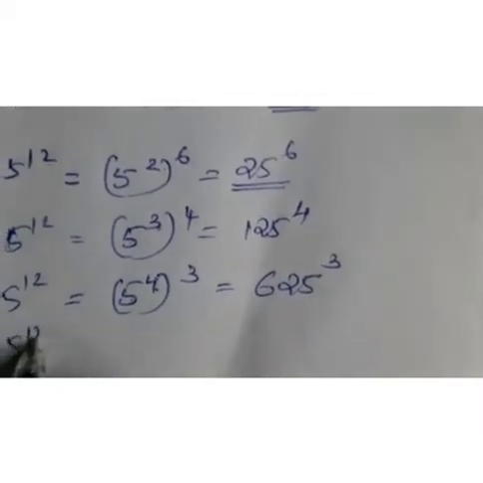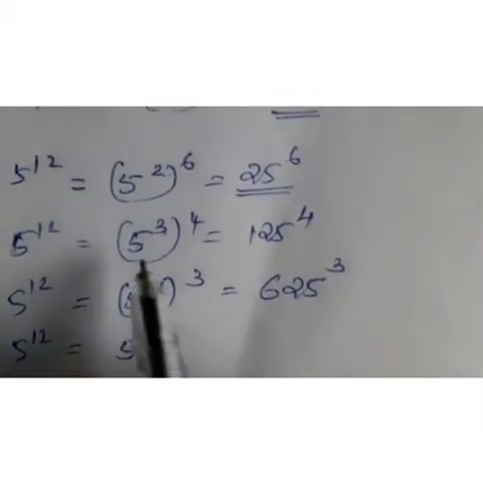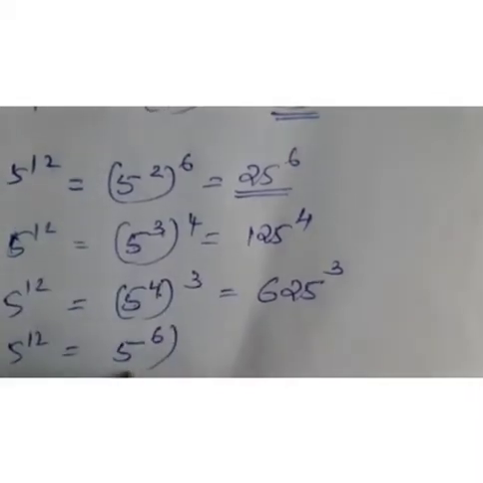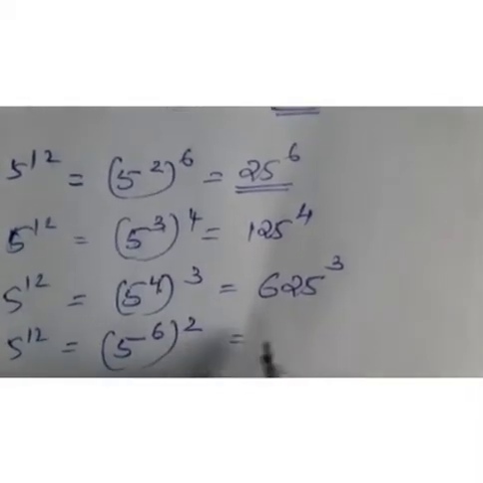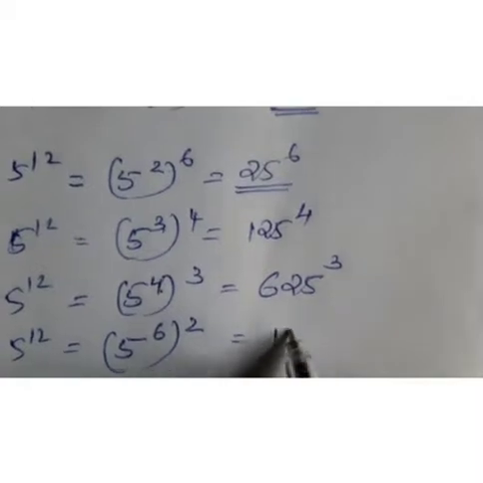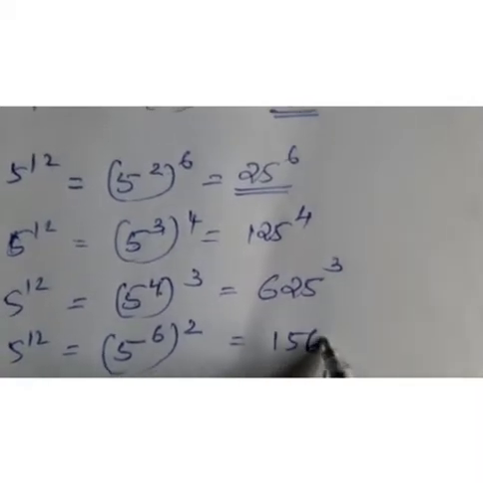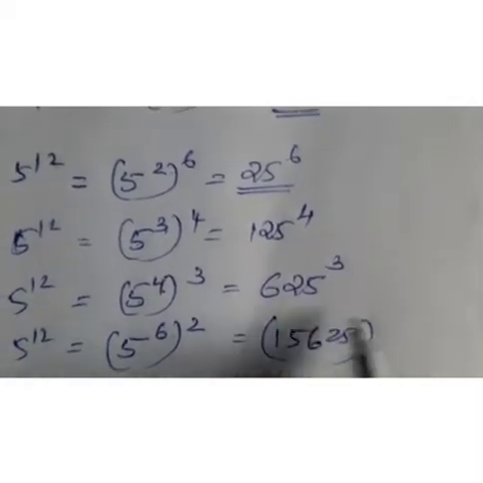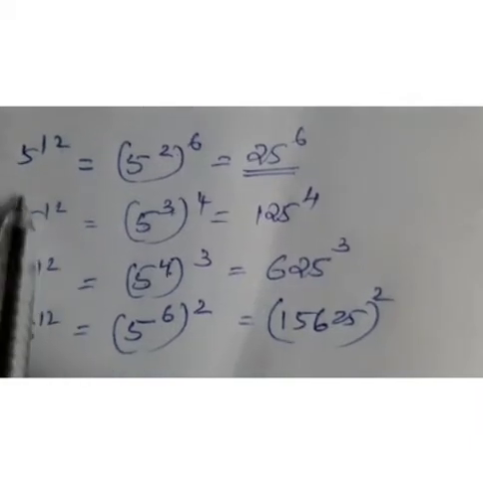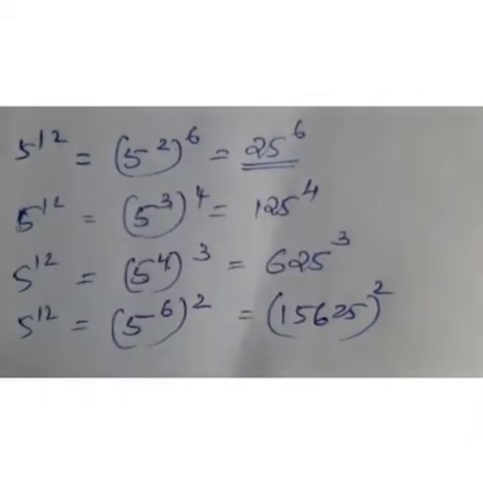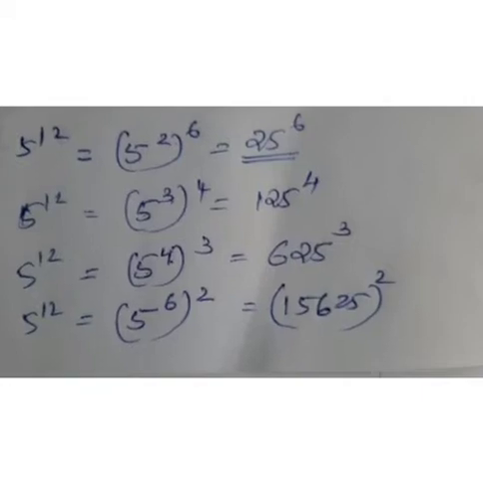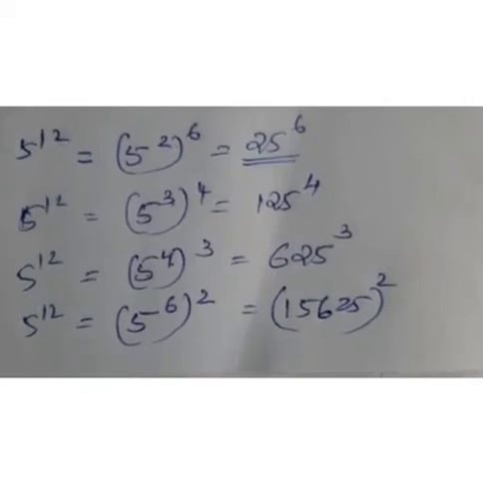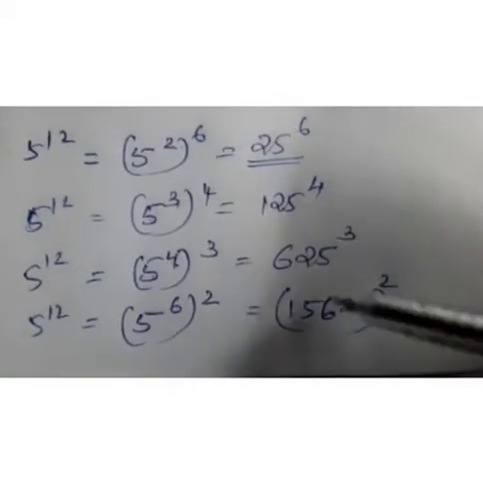Then 5 raised to 12 we can write as the reverse of this one, 5 raised to 6 whole raised to 2. 5 raised to 6 you will get 15625. 625 whole raised to 2. So the same answer we can write in different ways. So each power we can write in different numbers.